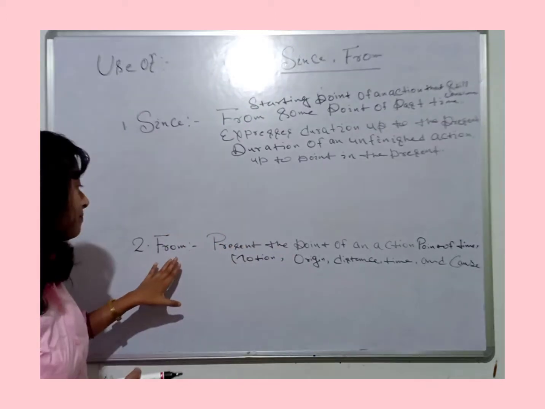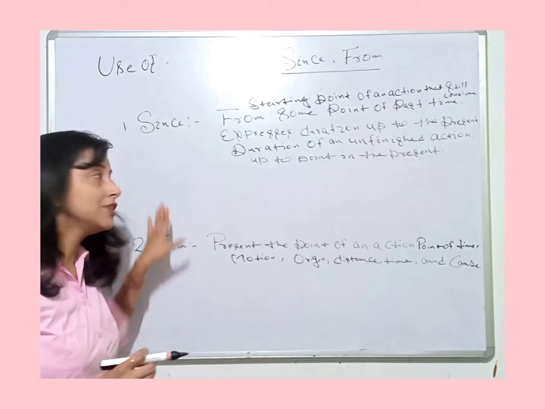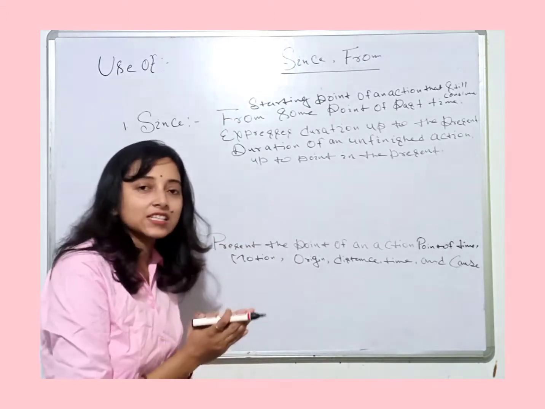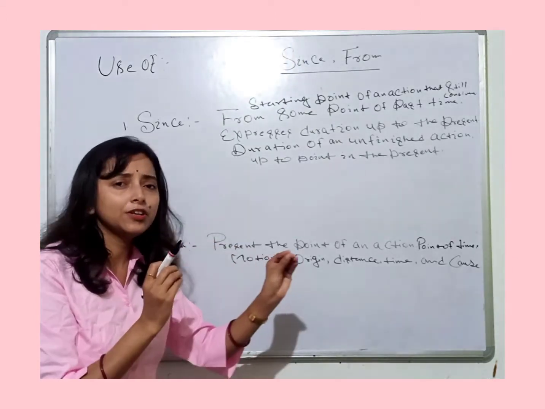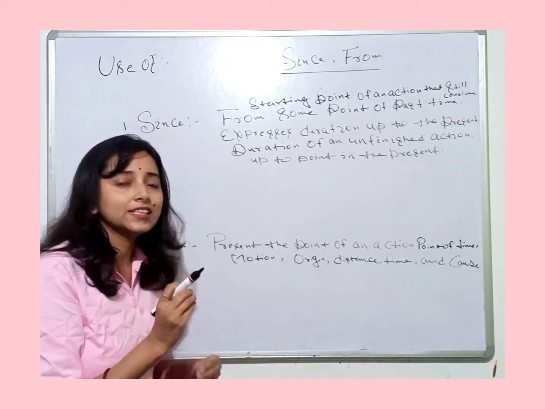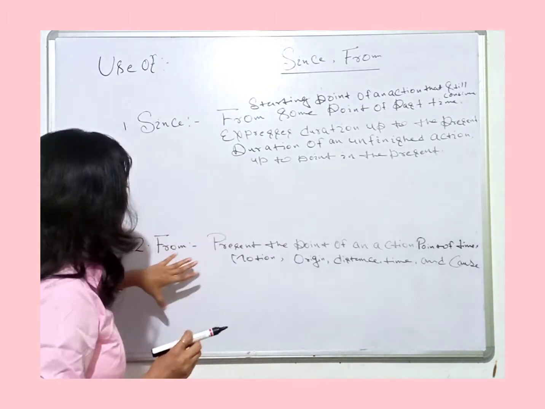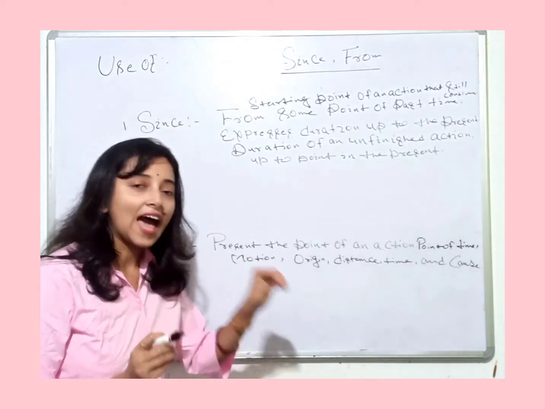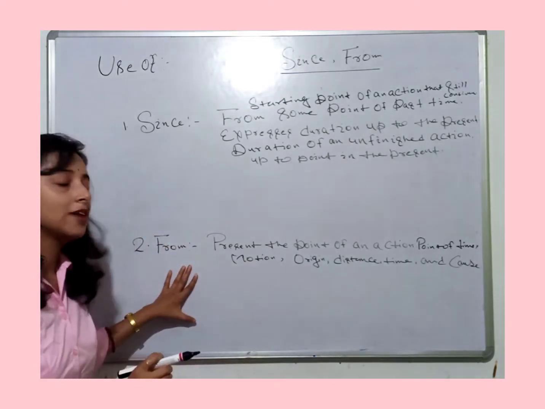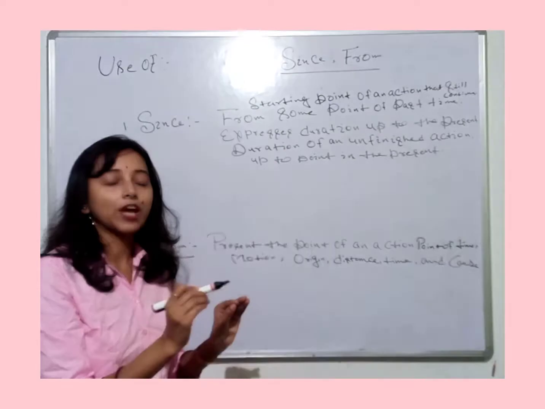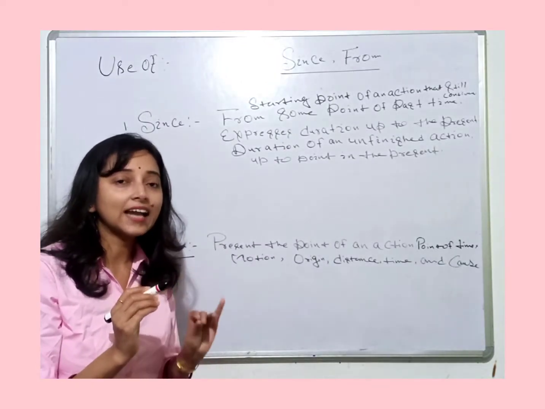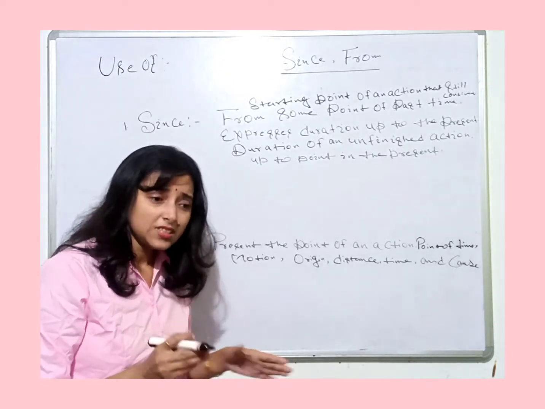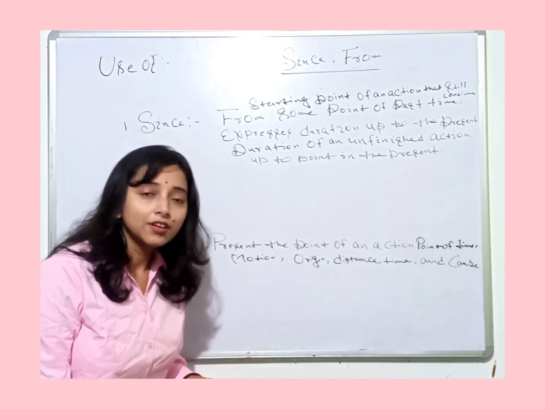But when we use from, it is different from since. Why? Because from presents the point of an action. Here it does not indicate that it is going on, that it is unfinished or still continuing. In the case of from, it only indicates the point of time. It does not indicate that the action is continuing or unfinished.